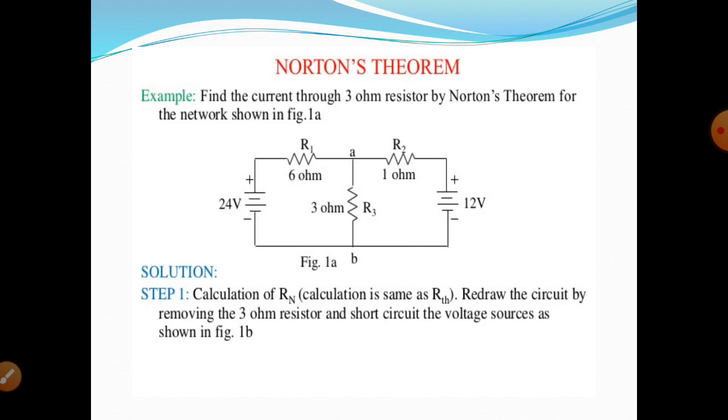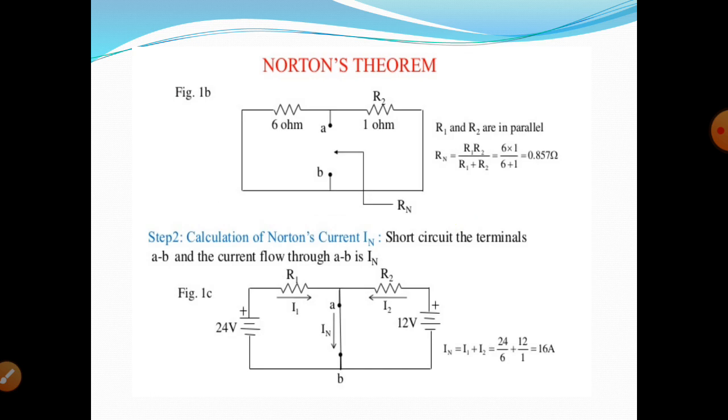This is an example of Norton's theorem. First, we have to find the current through the 3 ohm resistor by Norton's theorem for the given network shown in the figure. This is the circuit. The R3 resistance, that means the 3 ohm resistance, acts as the load resistance. First we find the value of IN by removing the load resistance R3. First we find the value of RN.